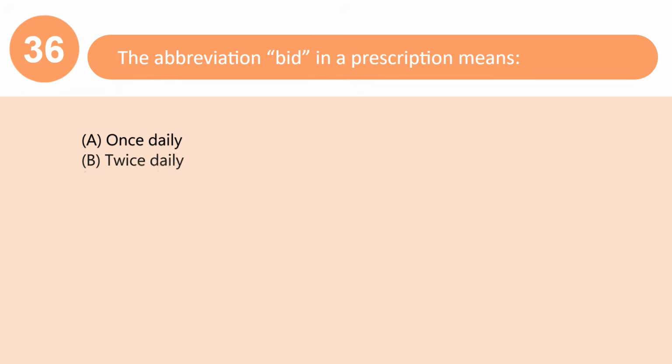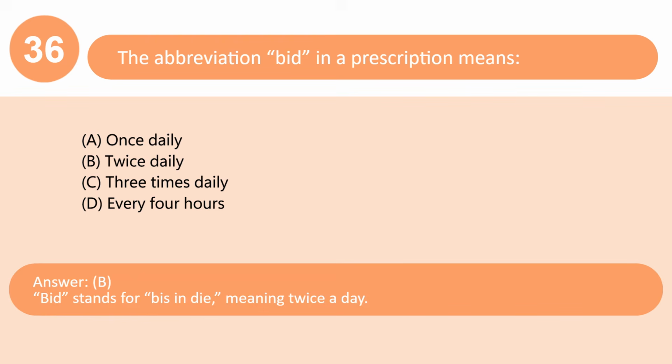The abbreviation BID in a prescription means A. Once daily. B. Twice daily. C. 3 times daily. D. Every 4 hours. Answer: B. BID stands for bis in die, meaning twice a day.